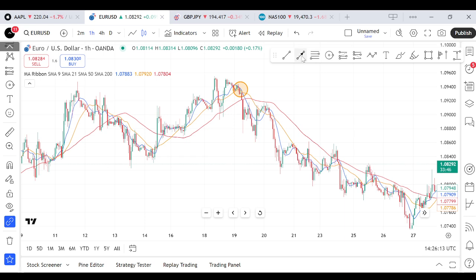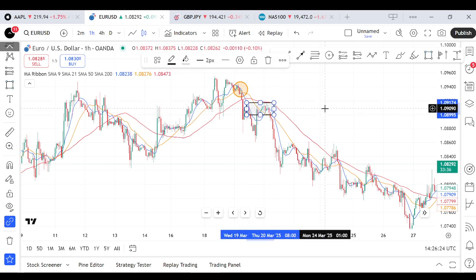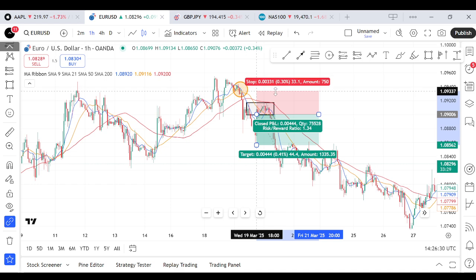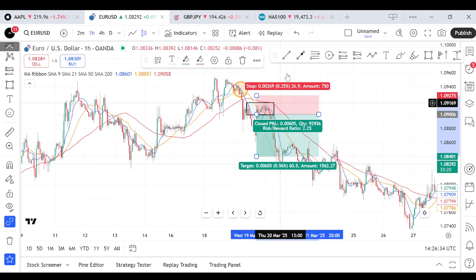So we have a pullback into this level right here. We have a major resistance level here. So we have price pulling back into that area to take a sell off of that level. Our stop loss is way above that swing high, and our take profits all the way down.